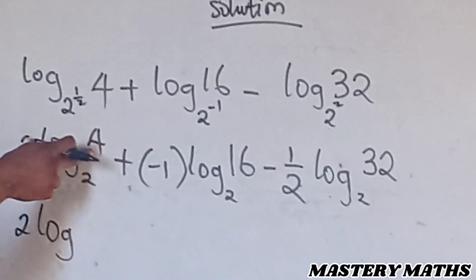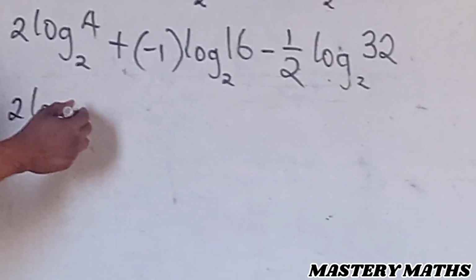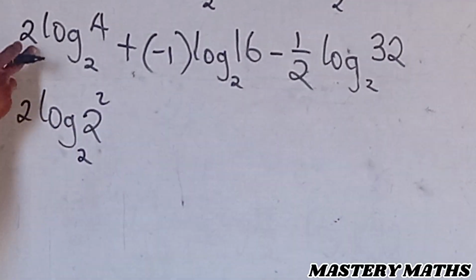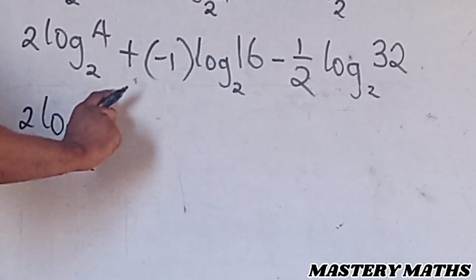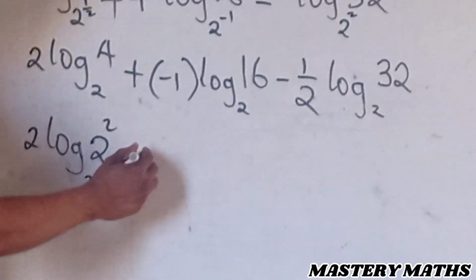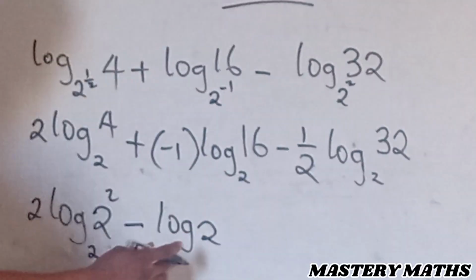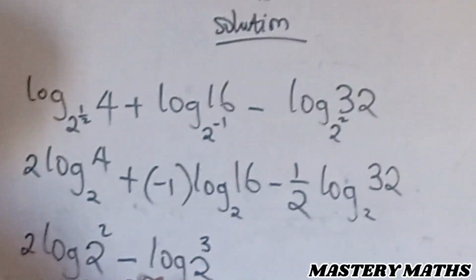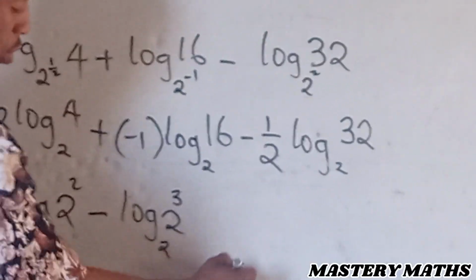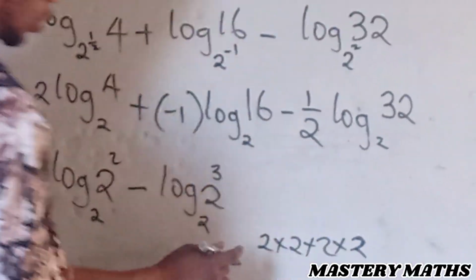Now, this 4 here can be split also, making it have a power, which is 2 raised to the power of 2 in base 2. See it now? 2 log 2 raised to the power of 2, which will give us 4 in base 2. Then you have your plus times minus is minus. You have your log, the same, 2 raised to the power of 3 in base 2, because 2 times 2 times 2 will give us 16. 2 times 2, 4. 4 times 2, 8. Times 2 will give us 16.